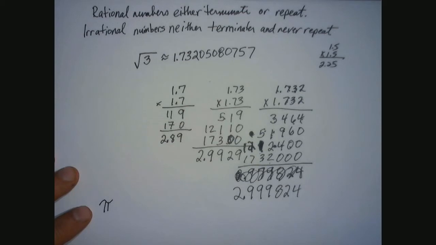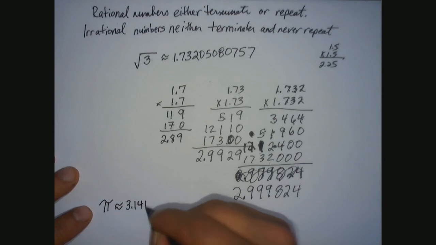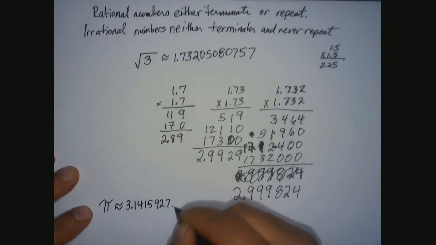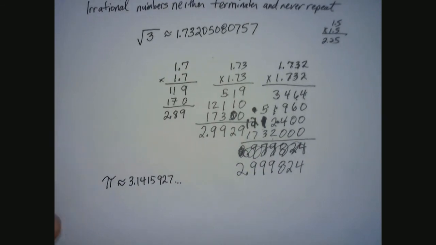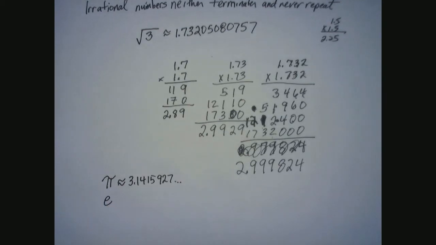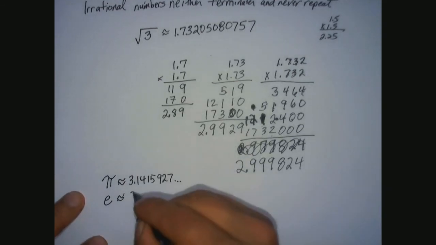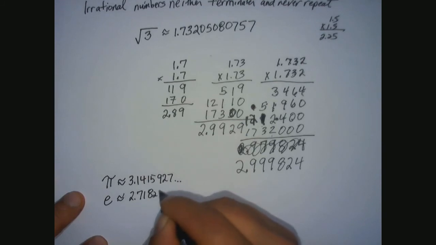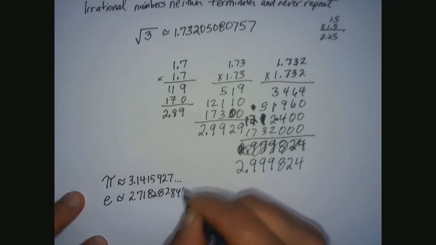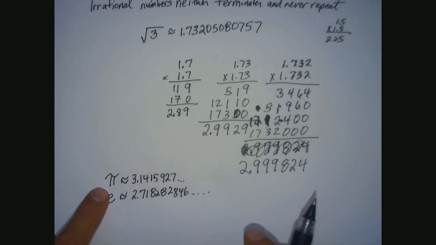The other irrational numbers, as you said, are pi. And we never say pi is equal to. Pi is approximately 3.1415927. And another one is E. And E is huge. We're going to use a lot of E, especially in calculus. E is very popular in calculus. E is 2.71828 2846, and so on.